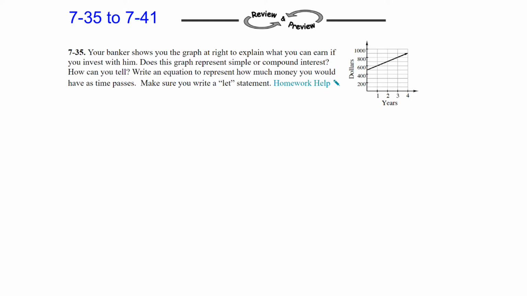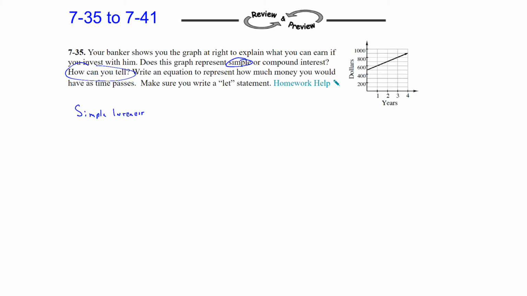Alright, so the first thing is we see that the graph is linear, so that's going to tell us from what we had learned that this is simple interest. So the first part of this question, we do know this is going to be simple interest, which means you're gaining a certain percent based on the original amount that you received. So that's the next question, how can you tell that? As we said, it's based on the original. You're just gaining that same percent each year from the original.